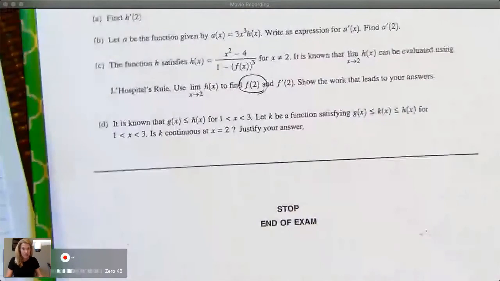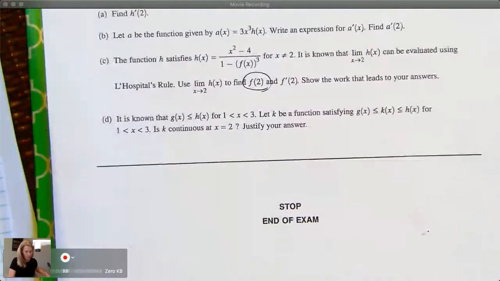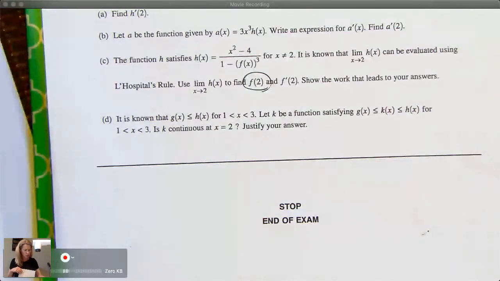For part D, it says it is known that g of x is less than h of x for x values between 1 and 3. And k is going to be this function in between them. Does this look familiar at all? k is going to be the function in between them, between 1 and 3. Is k continuous at x equals 2?